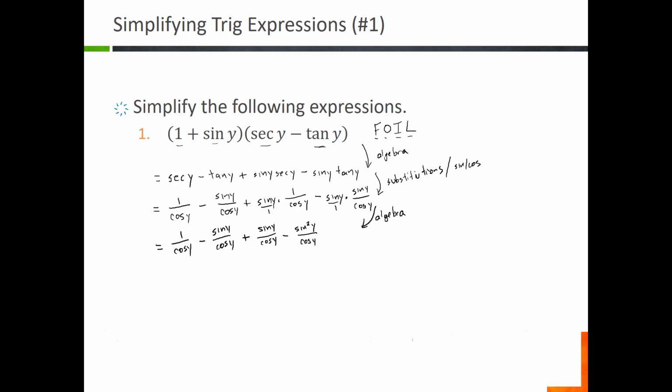Okay, so is there anything that we can simplify, cancel, combine together so far? Well, we do have a minus sine y over cosine y, and we have a plus sine y over cosine y. So these two actually cancel each other out. So we're left with 1 over cosine y minus sine squared y over cosine y. So again, we did some more algebra.